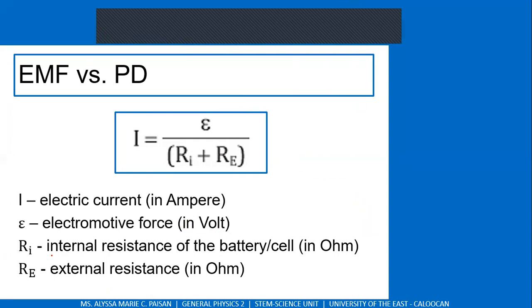And then we have the R sub I, which is the internal resistance or the resistance of the battery or cell itself. And the standard unit for that is still ohm. And then the Re is the external resistance, which is the resistance outside the battery. Kaya siya external. Tapos yung internal, nasa loob ng battery. So the external resistance can be provided by a resistor or any circuit load such as bulbs. Okay?